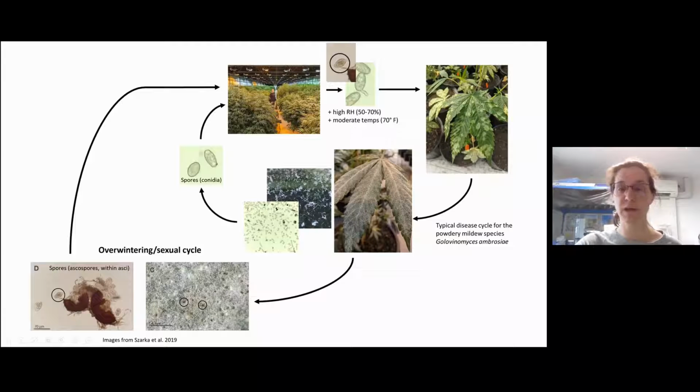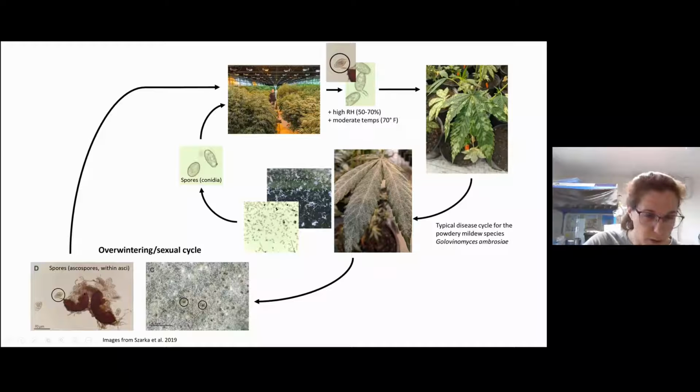And then when conditions become unfavorable for the fungus, maybe it gets a little colder out, it produces these specialized structures known as chasmothecia. You can see them in the slide down below. These sort of orange, reddish, brownish speckles on the leaf surface. These are essentially hardened, melanized, meaning pigmented structures that contain ascospores. So this is another type of spore state of the fungus, and they're contained within asci. You can see it here.